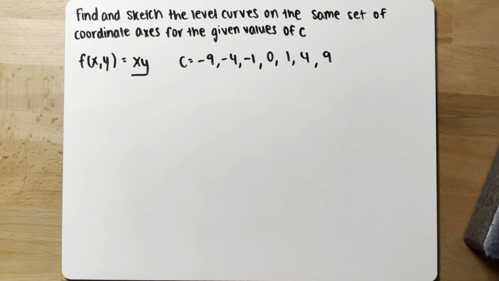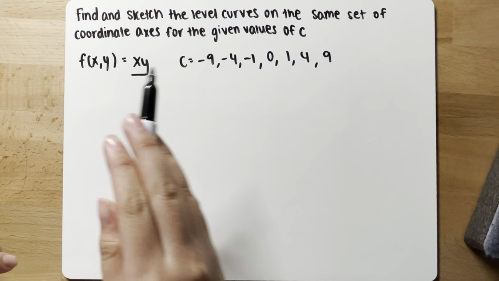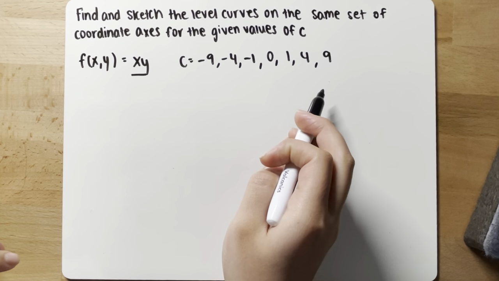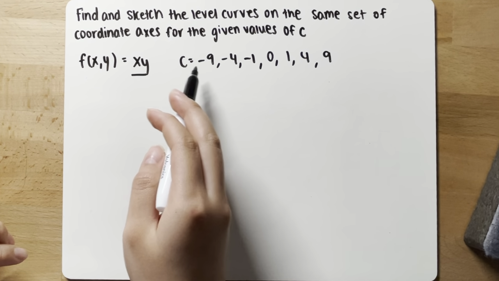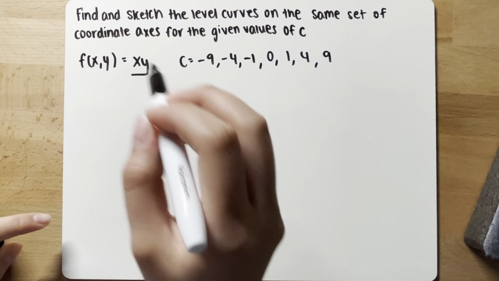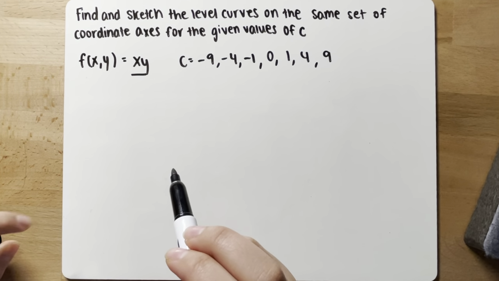This problem says to find and sketch the level curves on the same set of coordinate axes for the given values of c. We have our function right here, and then we have our values of c right here. You want to begin by setting this xy equal to each and every value of c. So you're going to have 1, 2, 3, 4, 5, 6, 7 sets of equations.